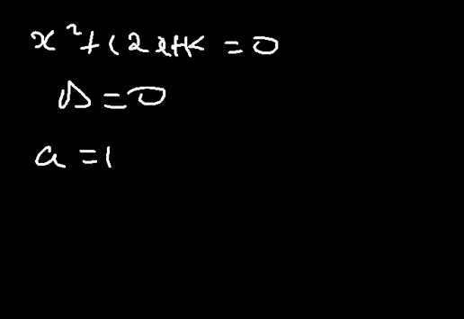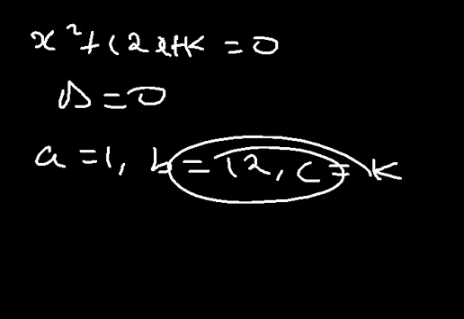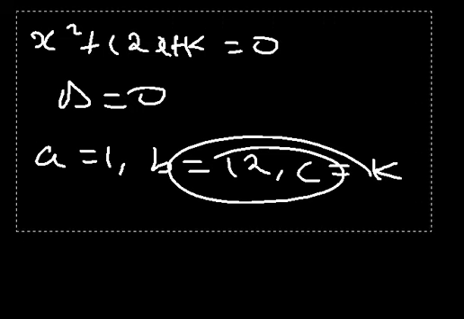I have a equal to 1, and b will be given as 12, and c is given as k. So try to find the value of k in that nature, from the fact that the equation has exactly one real root. And let's try to understand this one as well.